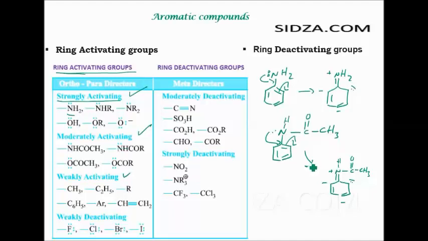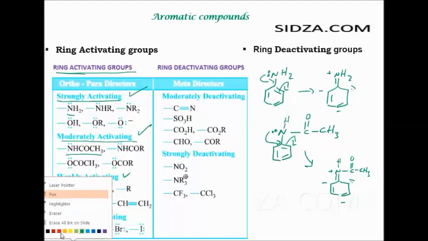In terms of ring activating effect, they should have the same, but we find that this group is actually moderately activating, while NH2 is a stronger one, right? It's much stronger than the NH C double bond O CH3 group. The reason is that the lone pair of electrons over here in this molecule can undergo resonance. It has two options, right?